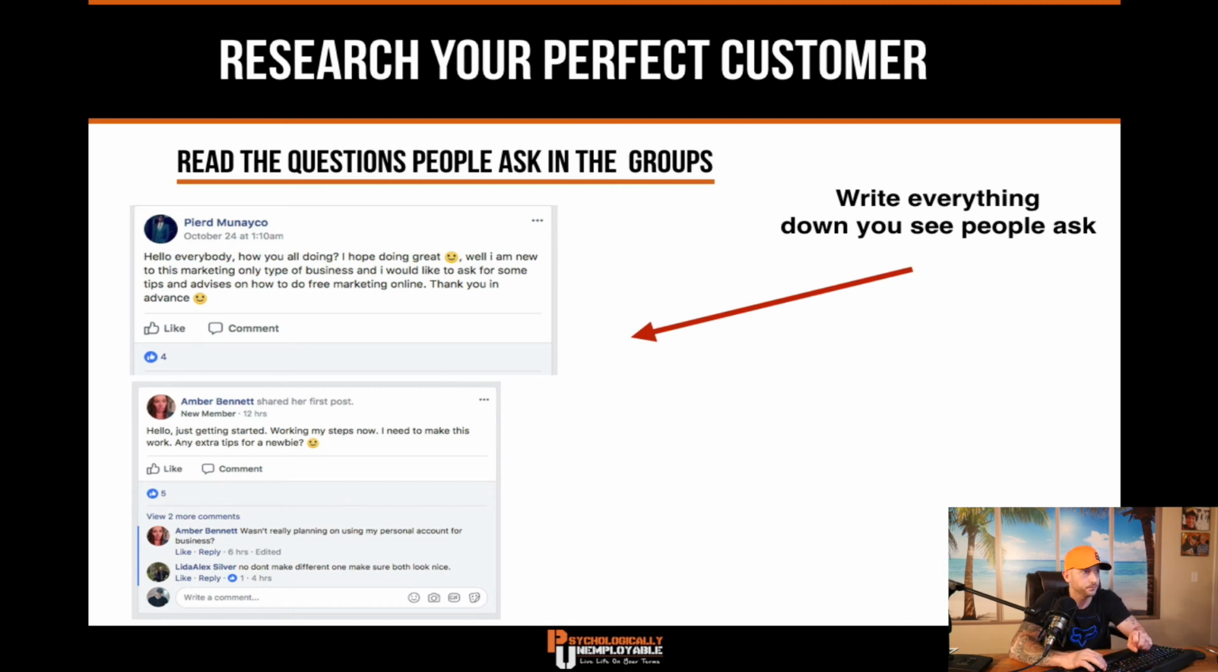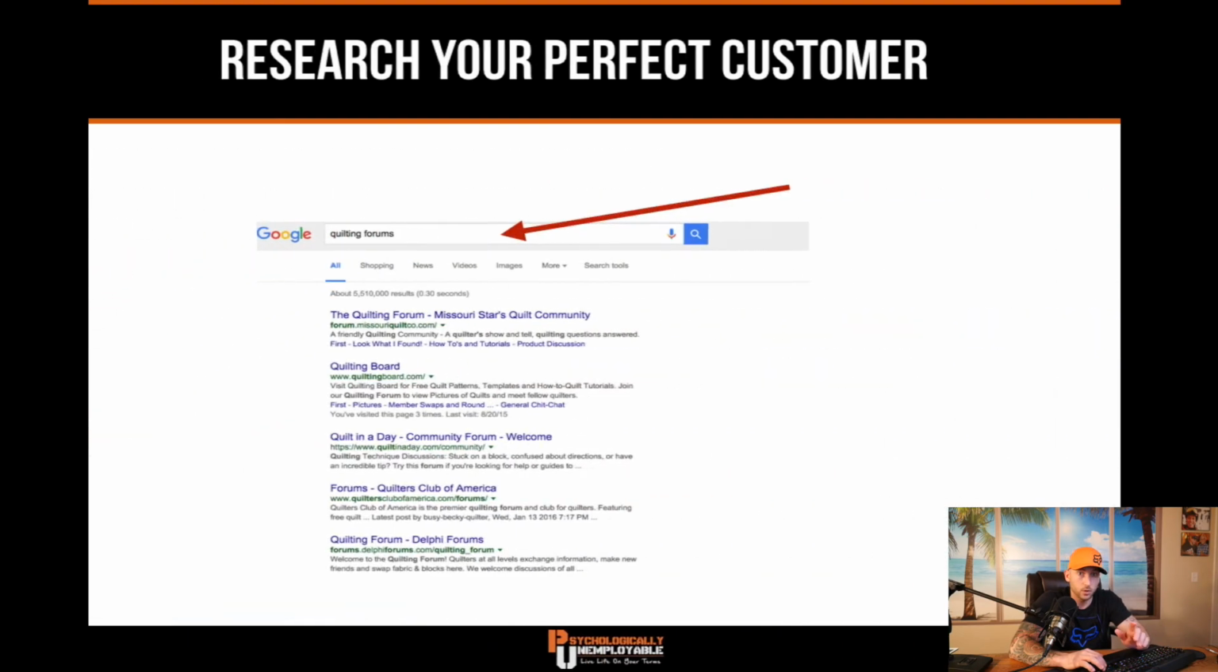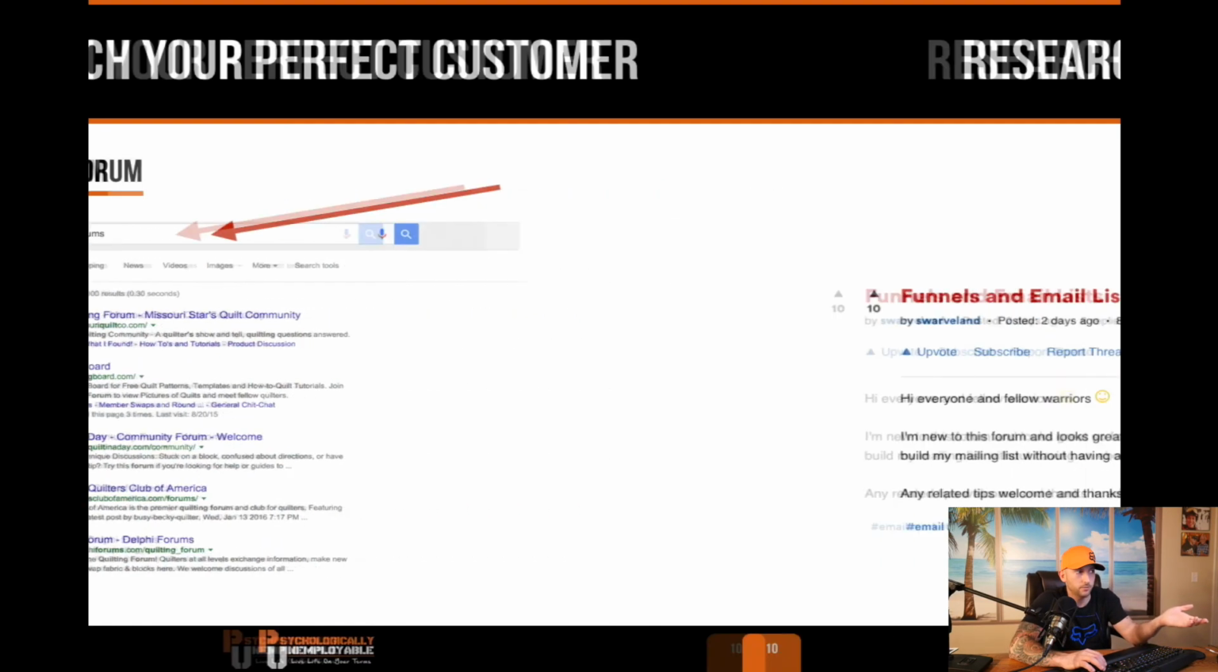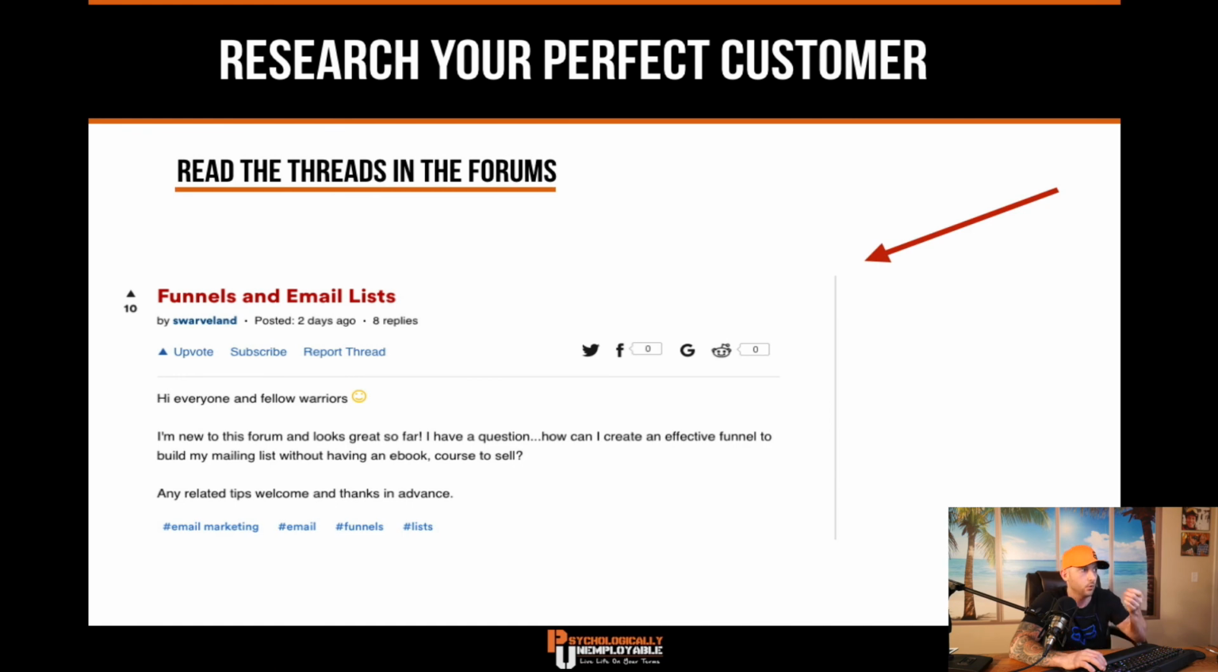Now, the next thing I like to do is go to Google and, whatever my keyword is for my niche, I type in niche keyword forums. So, quilting forums. And then I'm going to go inside of the forums. This obviously isn't from the quilting forum, but I'm going to go through all the different what's called threads. These are individual posts, so to speak. I'm going to look at the posts and the topics they're talking about and note all those down.